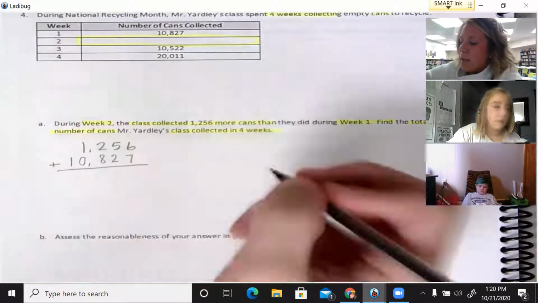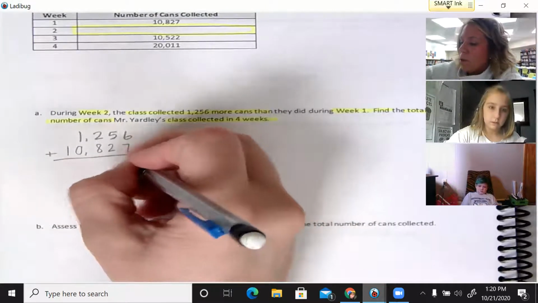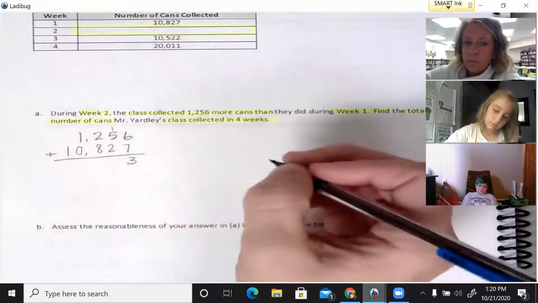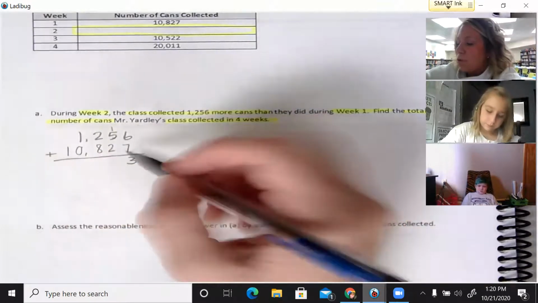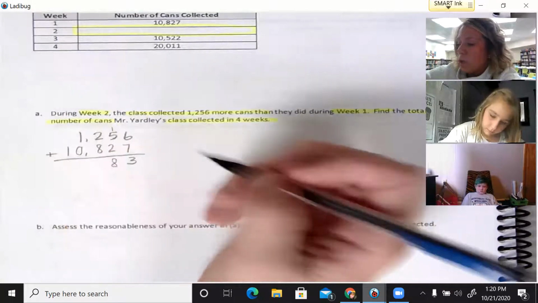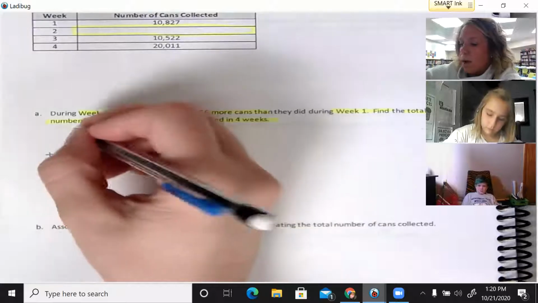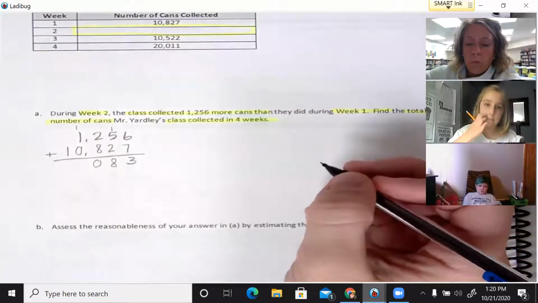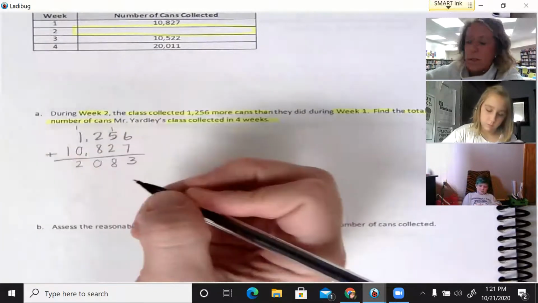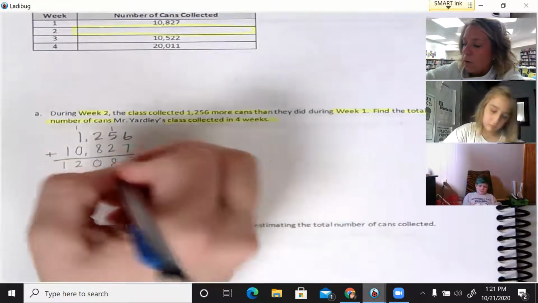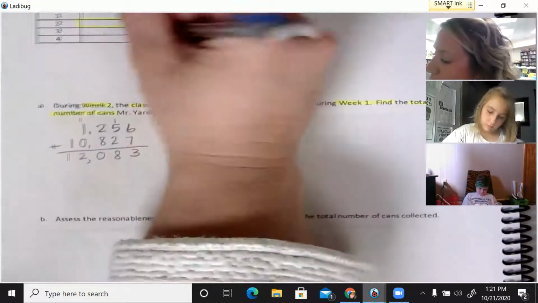So we're going to start by adding these up. 6 plus 7 equals 13. So I'm going to put down my 3 and carry my 1. 1 plus 5 equals 6. 6 plus 2 equals 8. 2 plus 8 equals 10. Put down my 0, carry my 1. 1 plus 1 equals 2, plus 0 equals 2. And 1 plus nothing equals 1. Count over 3, and I put in my comma. So now this number, I'm going to add to my chart.